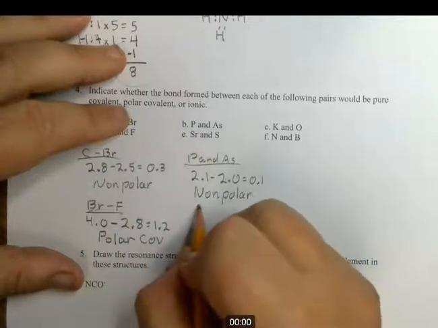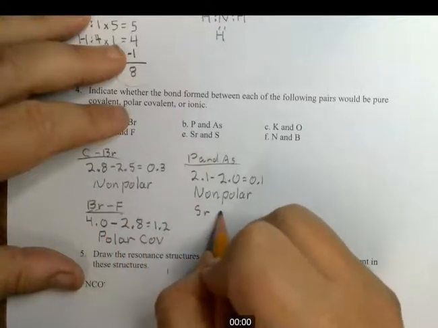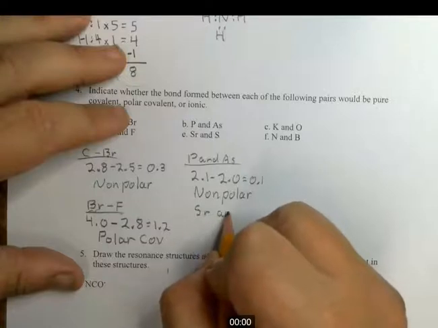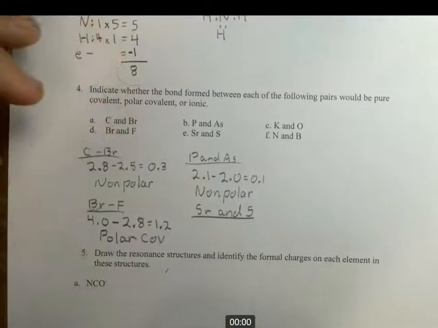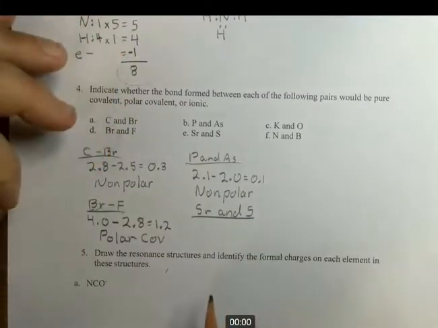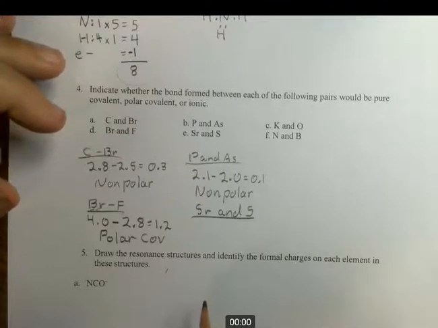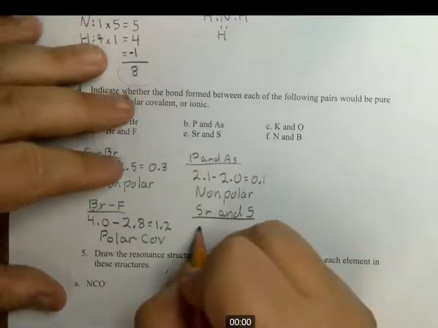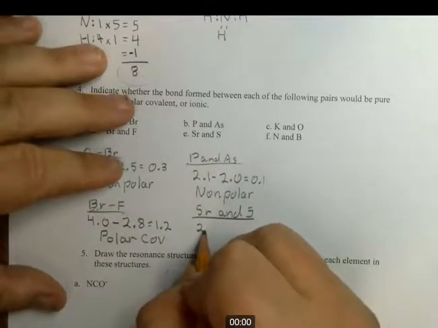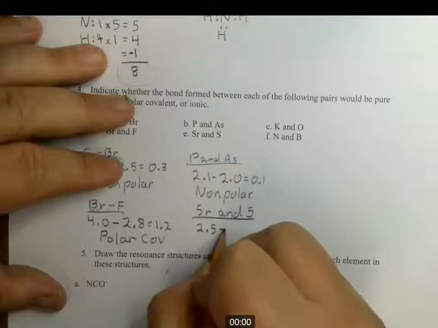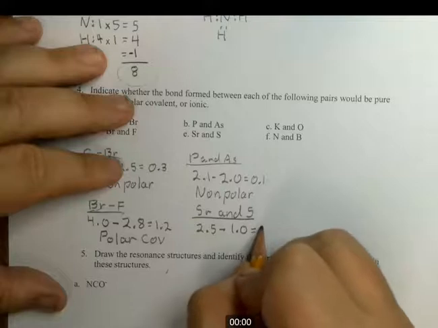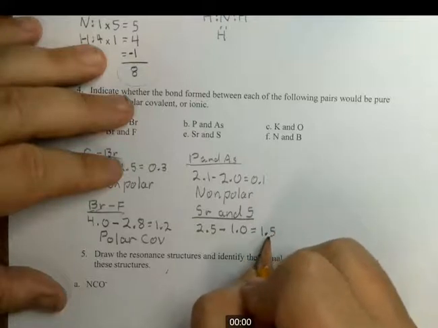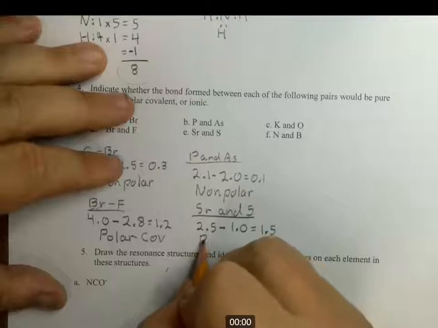Okay, next one is strontium and sulfur. Okay, so strontium is 1, sulfur is 2.5. So we've got sulfur is 2.5 minus strontium is 1.0. You subtract, you get 1.5, and so that's polar covalent.